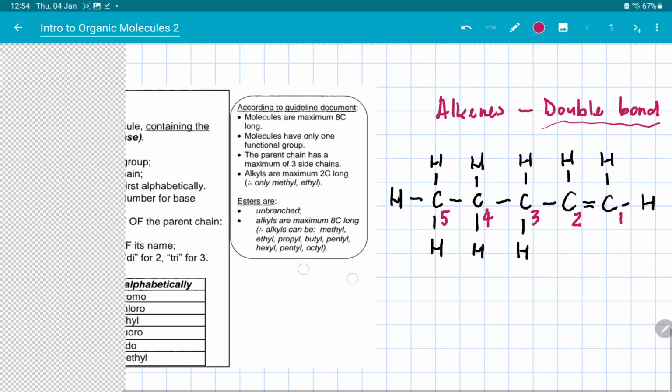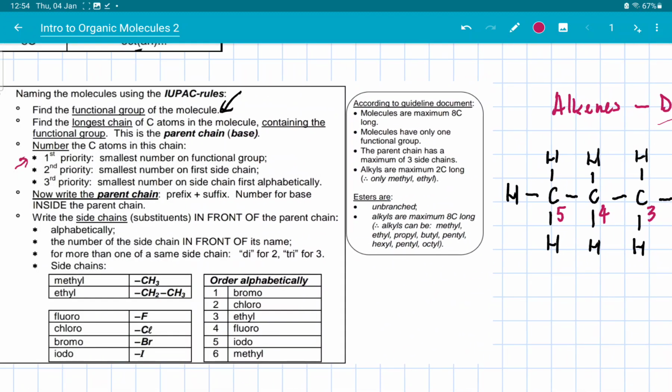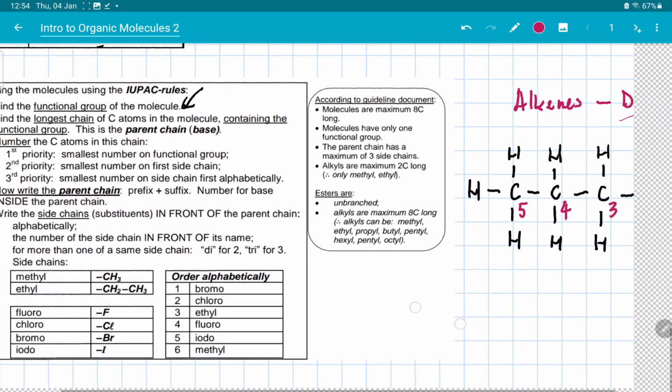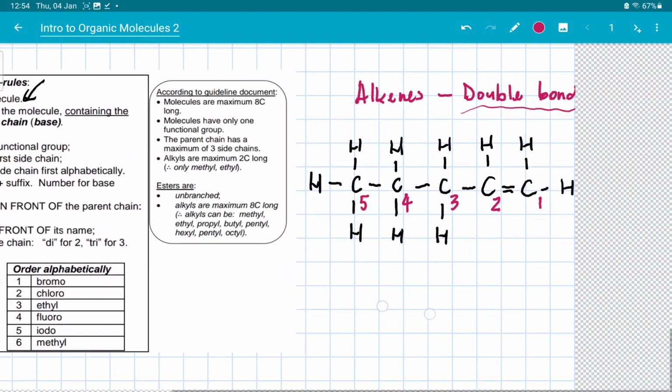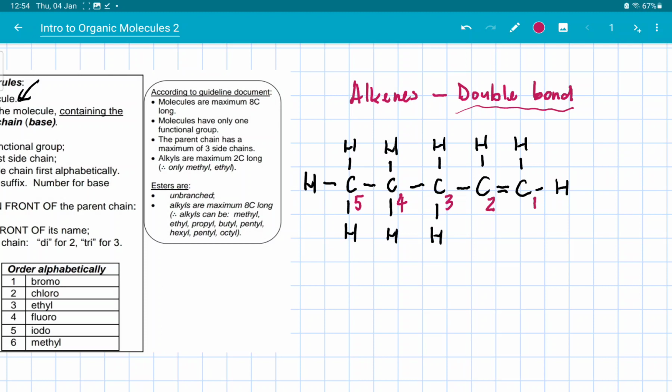Then the second priority is the smallest number on the side chain. Let's pause the side chains; we will get back to them. The third priority is the smallest number on the side chain, first alphabetically. Pause. Let's just look at priority 1, the parent chain, or sometimes the main continuous chain. There are no branches here. When we get to the side chains and branches, we will focus on them.